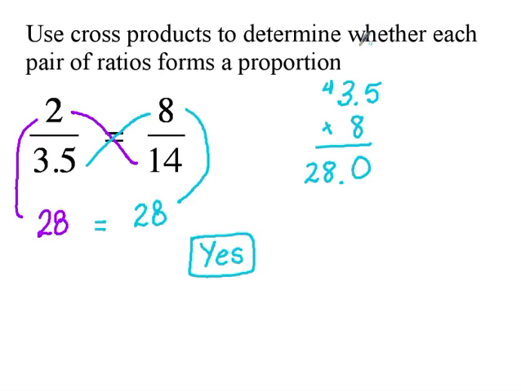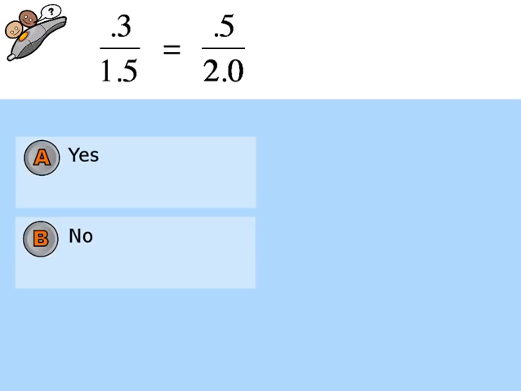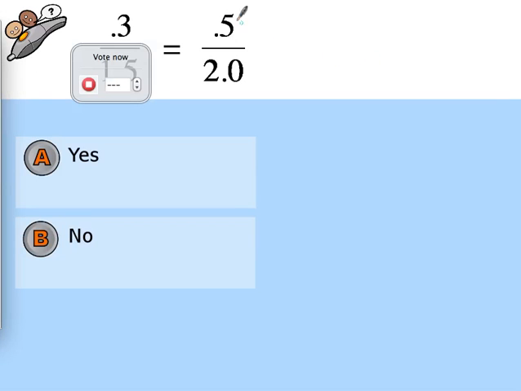It says to determine whether each pair of ratios forms a proportion. So you're answering yes or no on this one. Well, if it already has an equal sign, then it isn't. No, it's not on these. They put that there, and they want you to determine yes or no. So I want you to go ahead and find this one for me. Okay. Does that form a proportion, yes or no?